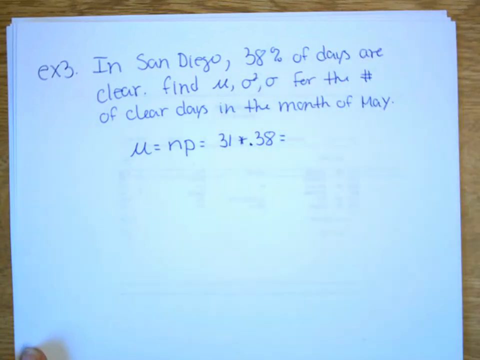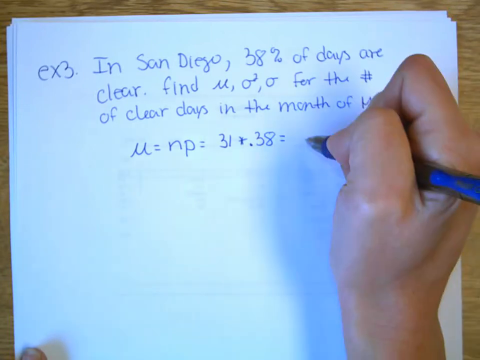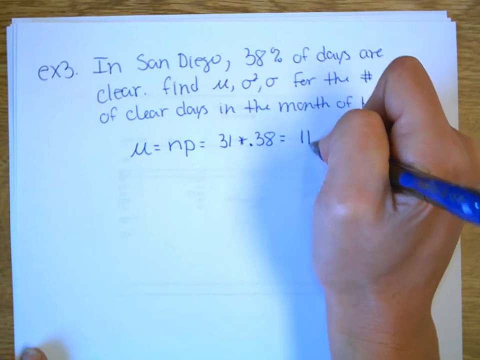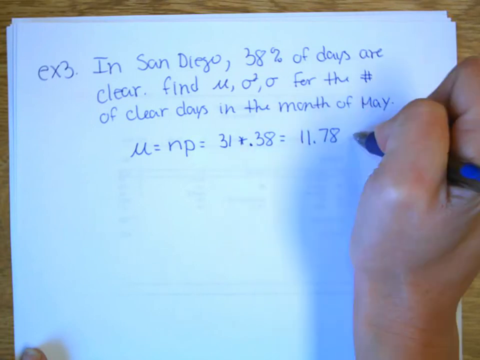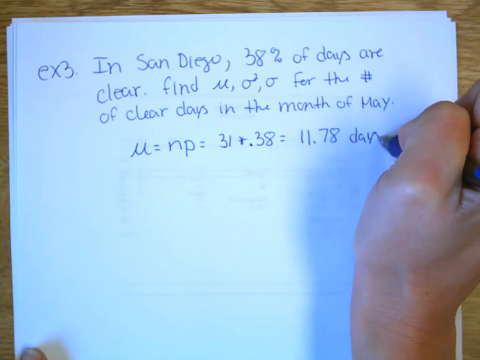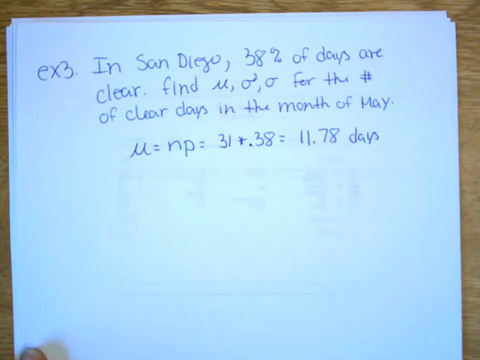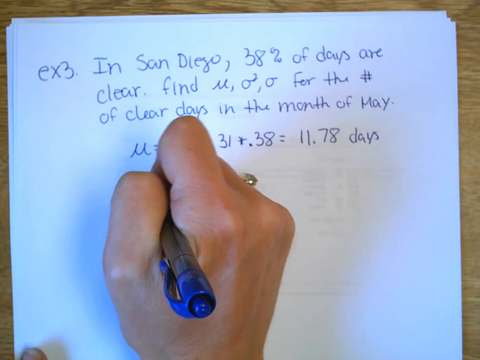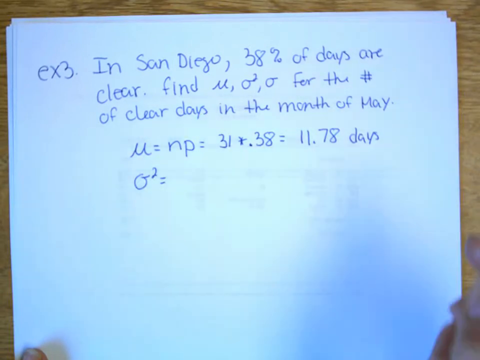So the mean of the probability distribution. The distribution would have gone from 0 to 31. That would have been a horrible table to have to make and put into list 1 and list 2. That would have been obnoxious. Anybody? 11.78. So about 12 days in May will be clear. Yeah, I don't think I'd want to live there.